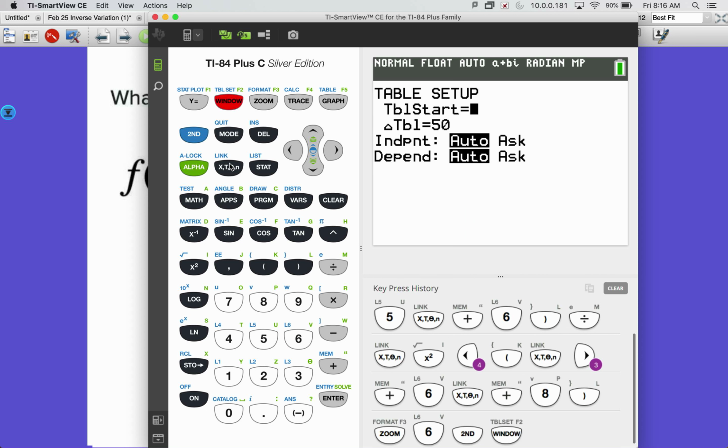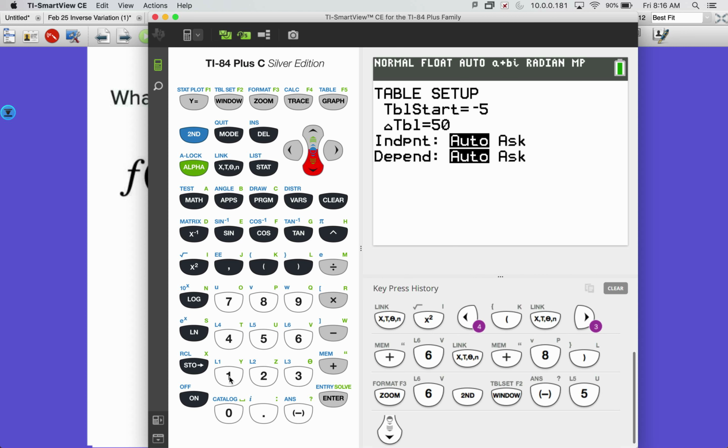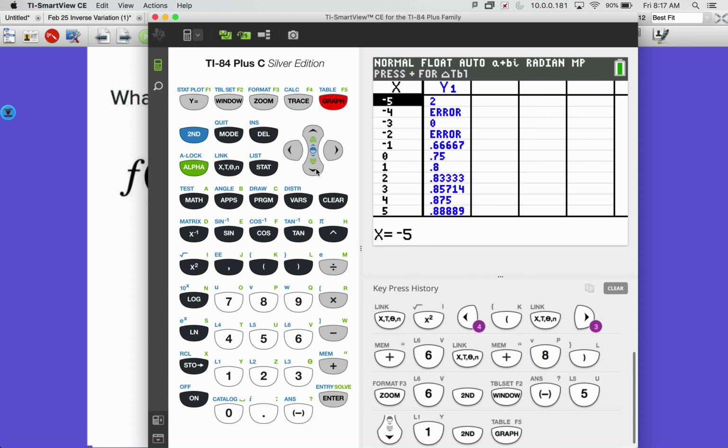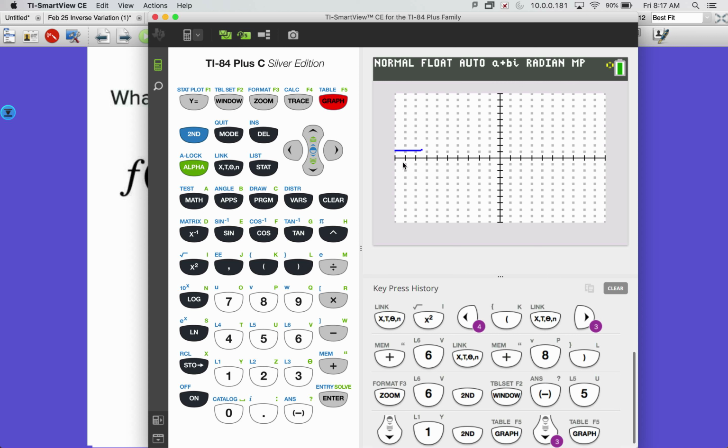So let's go to the table. I'll have it start at -5 and count up by ones. And I go back second table. Okay, see at -4, error for the vertical asymptote. But at -2, there's an error as well. Even though it looks continuous, there is a little gap there where we can't evaluate our function.